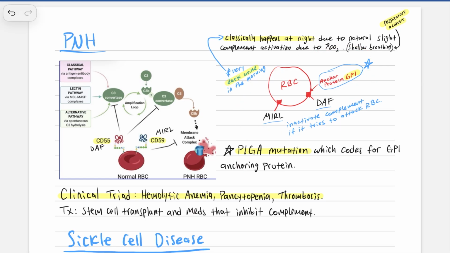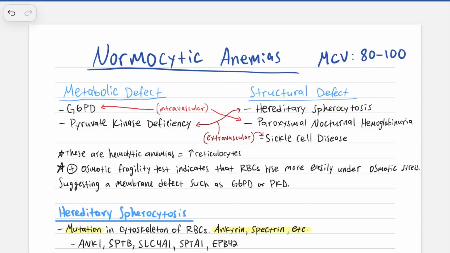And the only treatment is stem cell transplant to try and get these back in the body, and meds that'll inhibit your immune system. In the next video, we're going to tackle the extravascular normocytic hemolytic anemias, PKD, hereditary spherocytosis, and sickle cell disease, as well as trait.